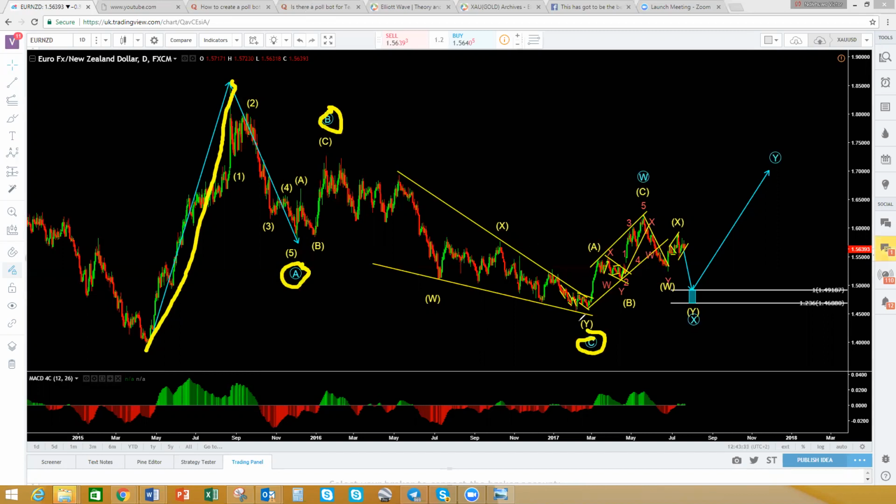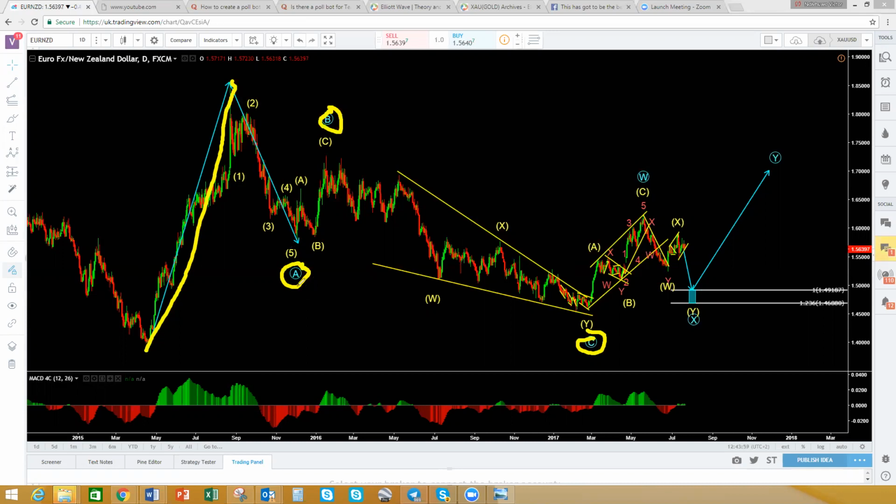So it looks like our correction ended here. What I see happening here is that I'm starting to see a new swing developing in a WXY fashion. There's a difference between an ABC and a WXY. The WXY is a three-wave pattern, and A has got 5 divisions. So that is the difference between WXY and ABC.